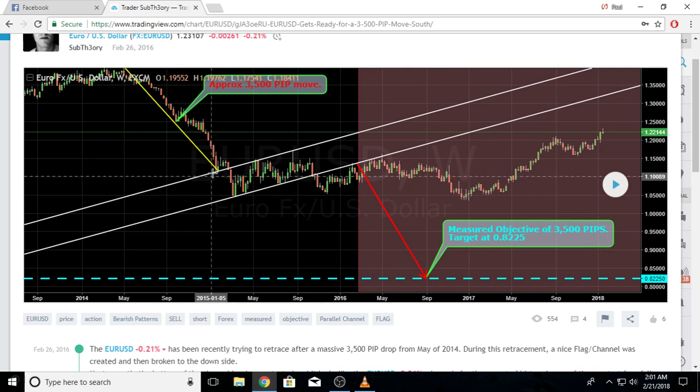So it wasn't in vain to measure this the way I did, because it came back up and made a beautiful, I can't even zoom in, but there's a beautiful pin bar right there, and it made a huge drop over the course of many, many weeks. It didn't go all the way down to my projected target, but I still could have benefited a lot from the idea of a bearish market.